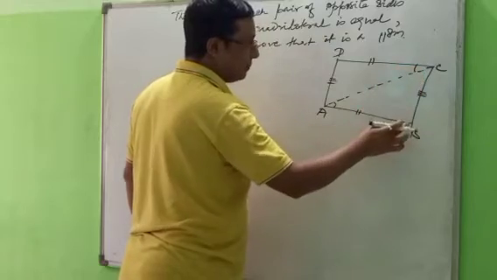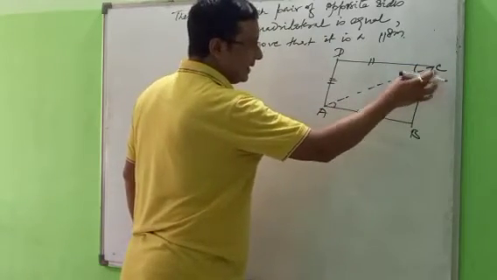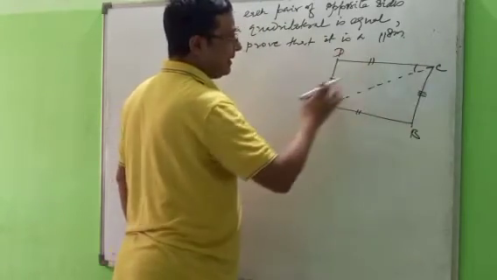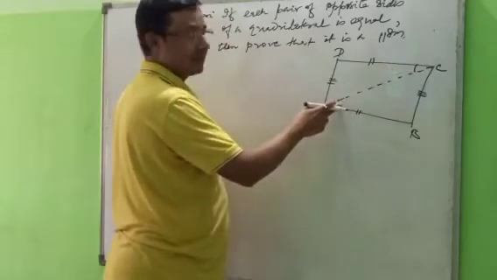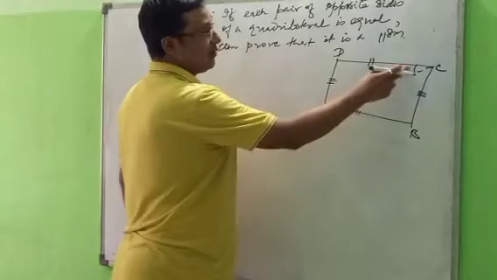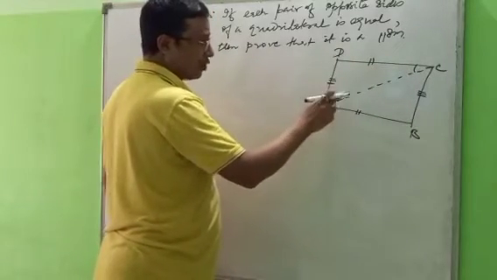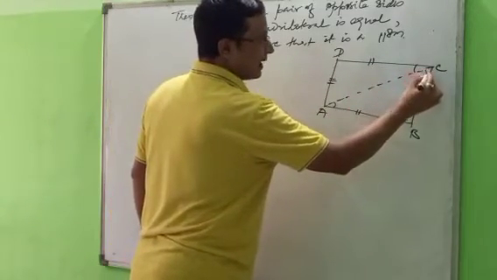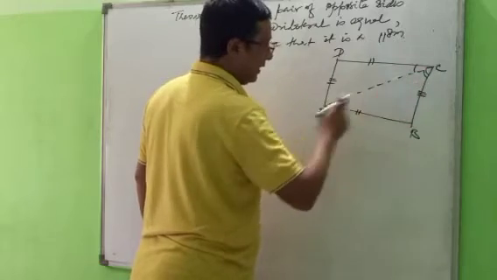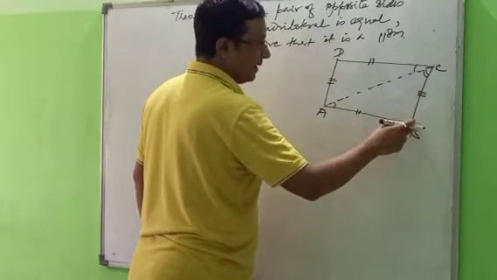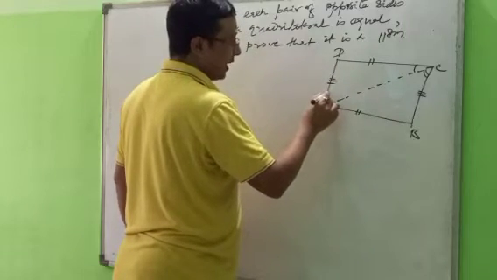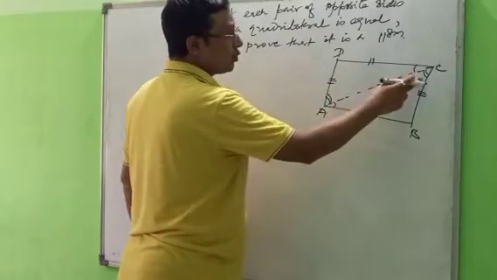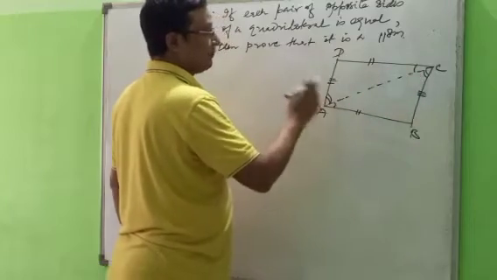That means angle BAC equals angle DCA. They form a pair of alternate interior angles. So these two are the alternate interior angles. Also, you will get this angle, angle ACB equals angle CAD. So these angles are equal, and they also form a pair of alternate angles.